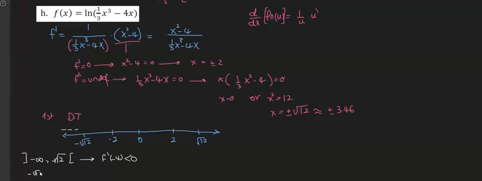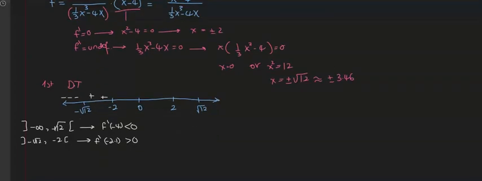From the negative square root 12 to negative 2, we have f dash positive. We might try negative 2.1. We will have it positive, bigger than 0, and then we will take the interval from negative 2 to 0.